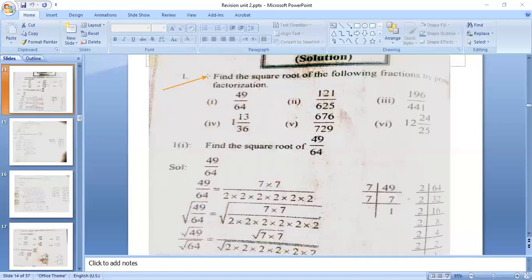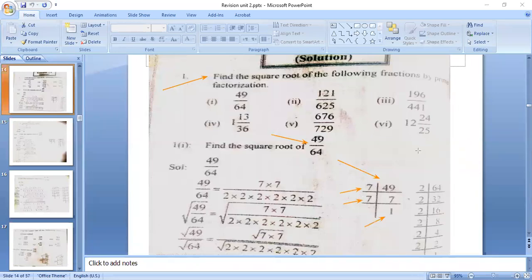The first part is to find the square root of the fraction 49 by 64. This is a fraction. We have to find its square root. How to find the square root? First of all, we will find the prime factors of 49. Now, the prime factors of 49 are 7 times 7.